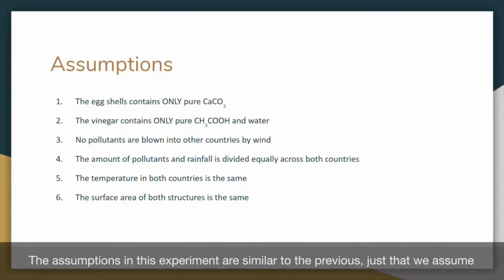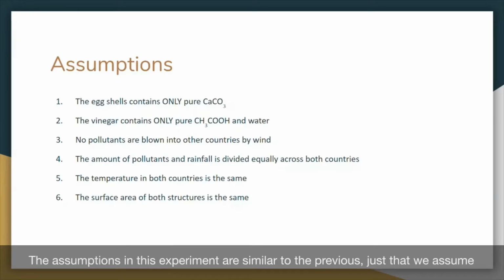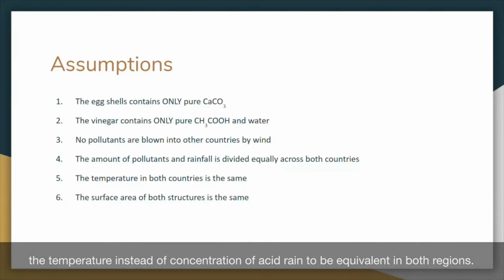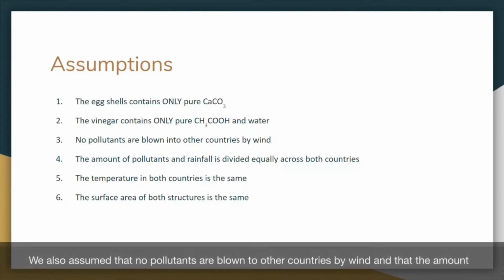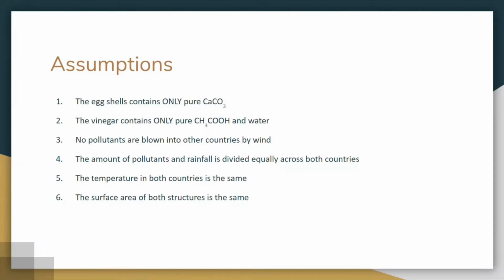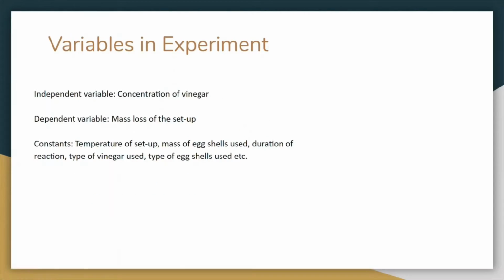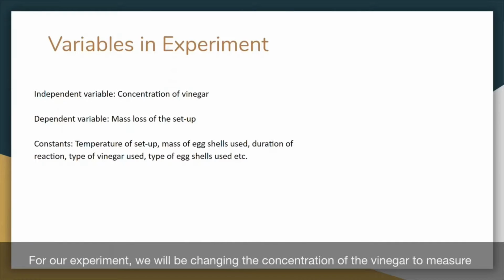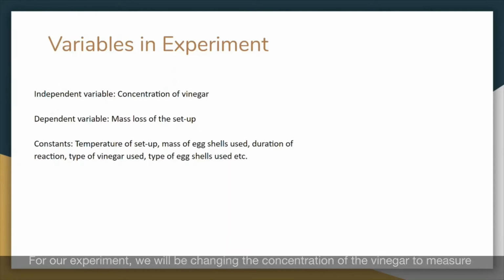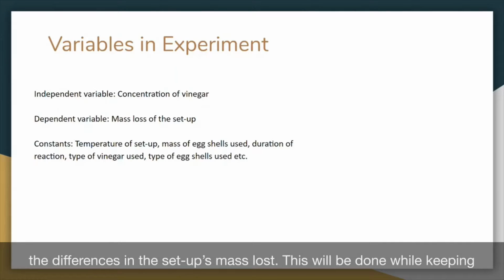The assumptions in this experiment are similar to the previous, just that we assume the temperature instead of concentration of acid rain to be equivalent in both regions. We also assume that no pollutants are blown away to other countries by wind and that the amount of pollutants and rainfall is spread equally across both countries. For our experiment, we will be changing the concentration of the vinegar to measure the difference in the setup's mass loss.